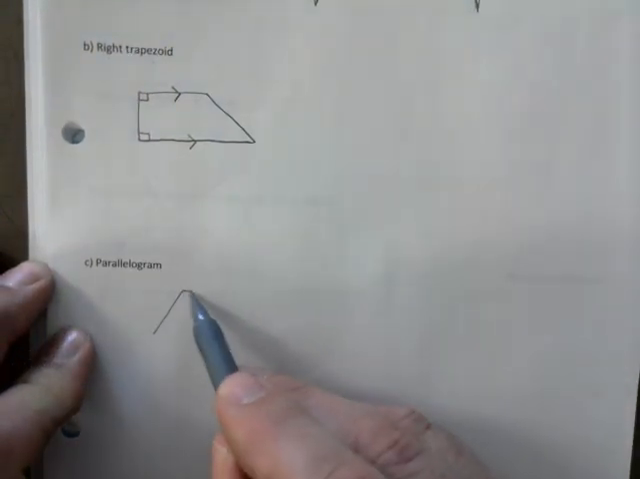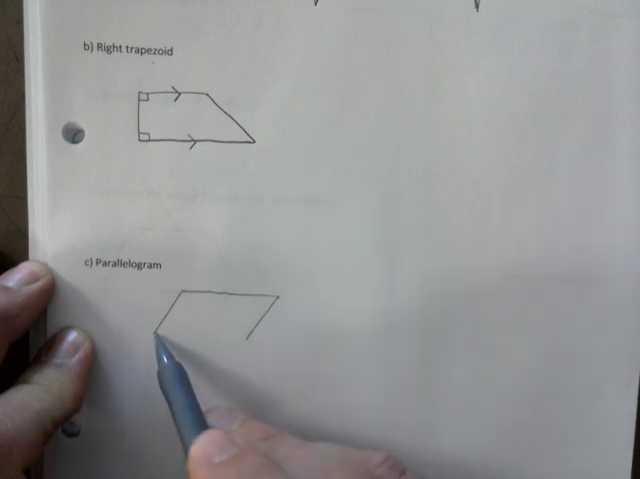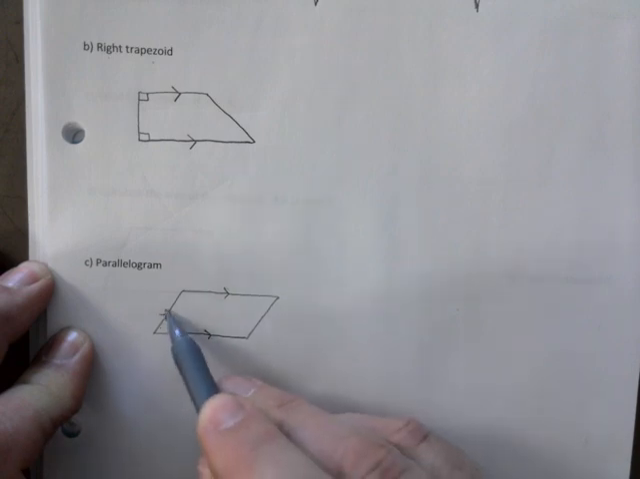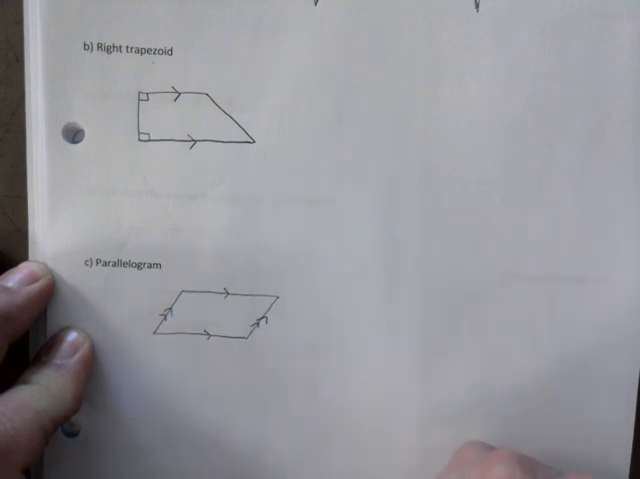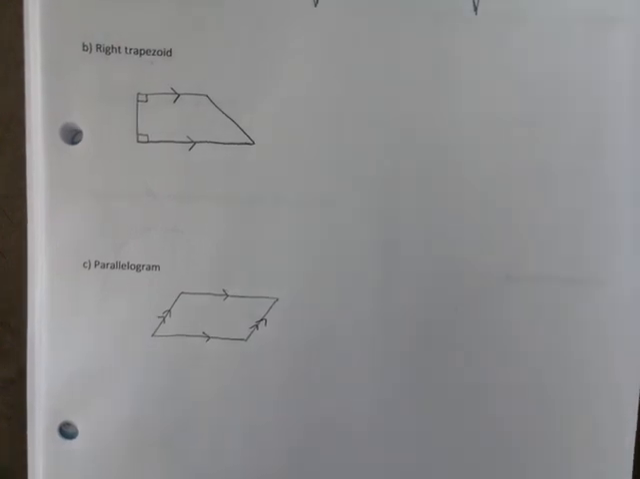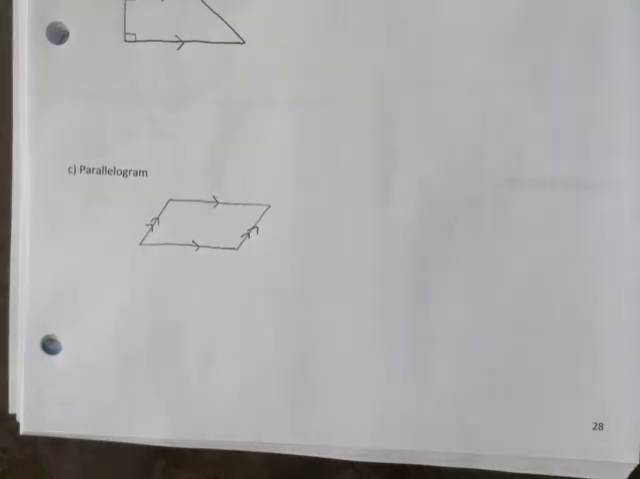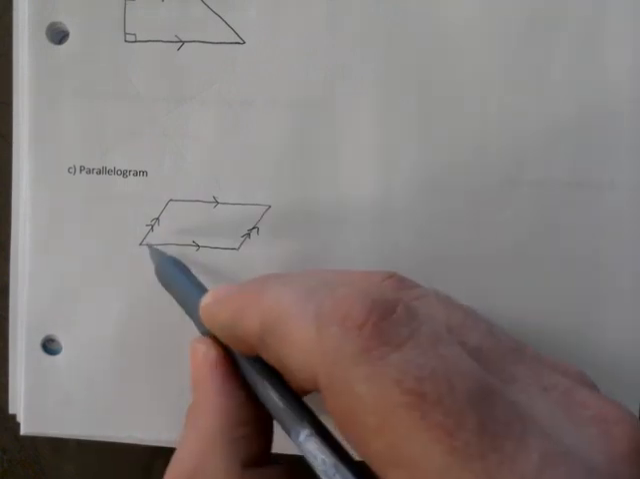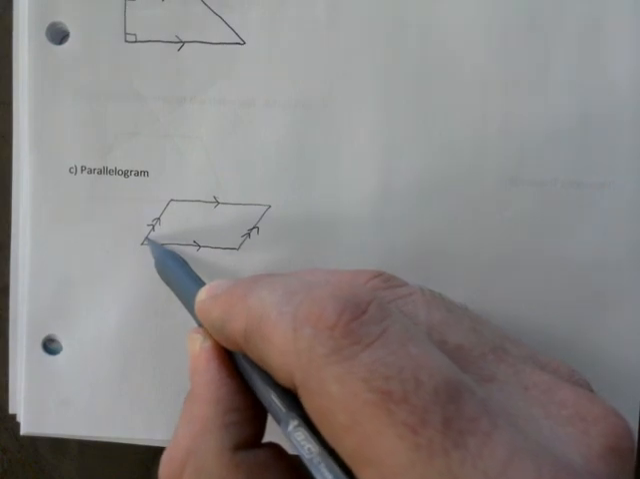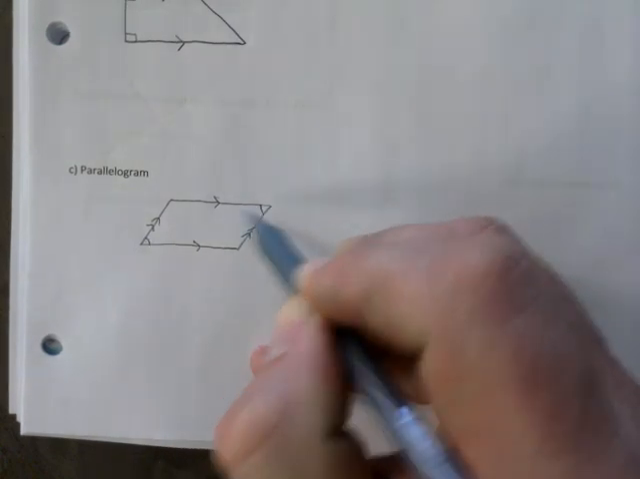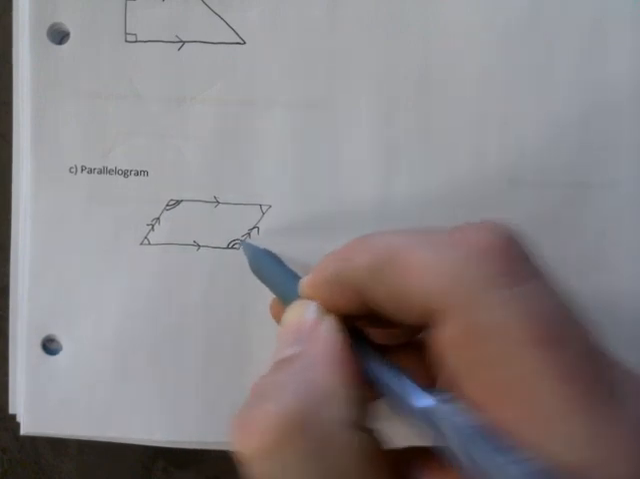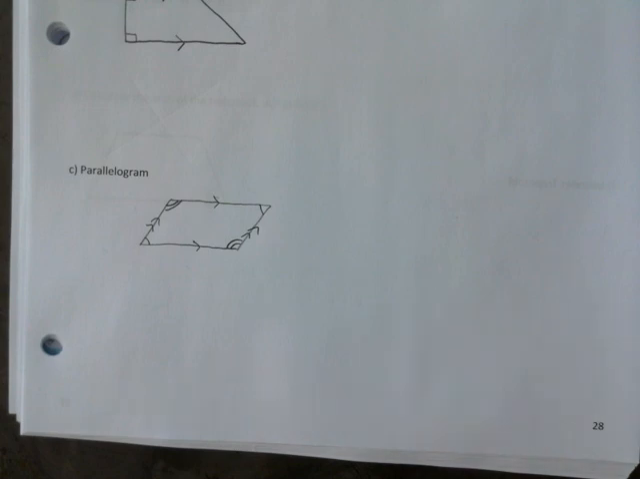Parallelogram looks like this. One could be this. Two pairs of parallel sides, property number one. What else can I say about it? Congruent angles. So which ones are congruent? Okay, so I will go like this. Dun, dun, right? Yes. Two properties, done, check.